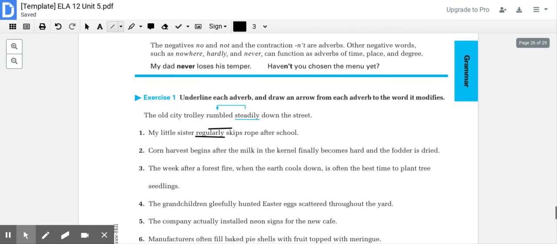Number 2, corn harvest begins after the milk in the kernel finally becomes hard and the fodder is dry. When does it become hard? Here's my adverb again with an ly. Finally, it finally becomes hard. And my adverb is describing becomes. When does it become? It finally becomes.